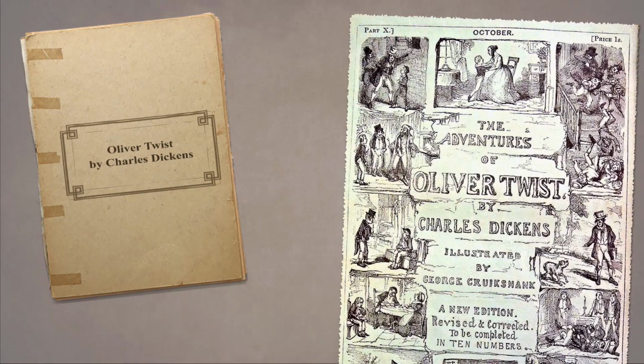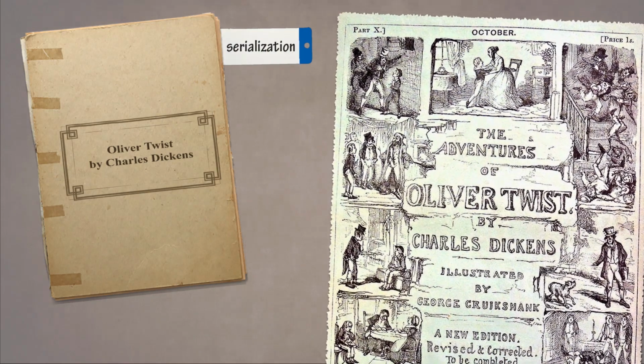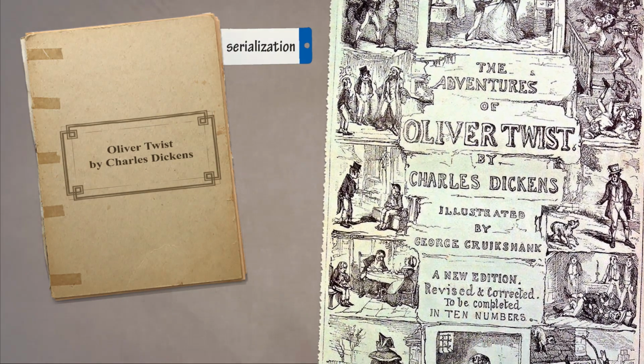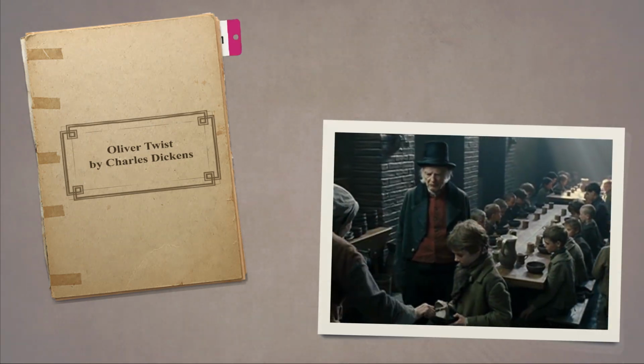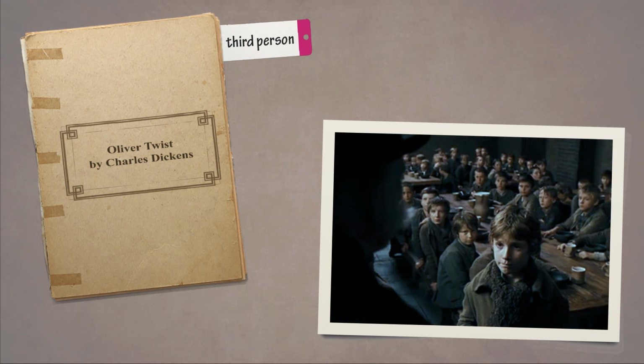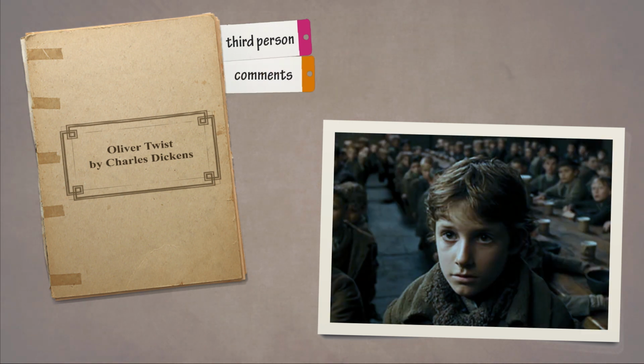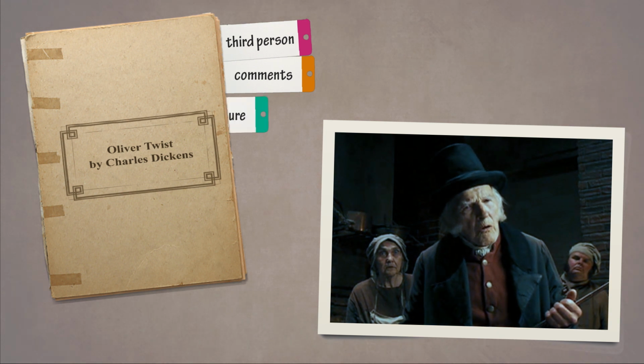The Oliver Twist style fits perfectly to serialization, very common at the time and already tested by Dickens for the Pickwick Papers. The author narrates in the third person with a frequent use of comments, sketching out his characters with an irony close to caricature.